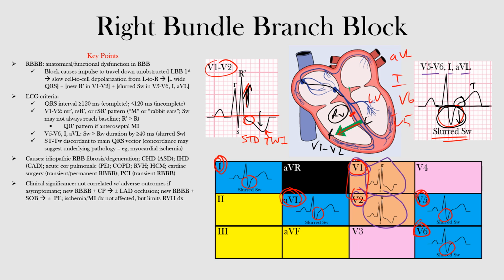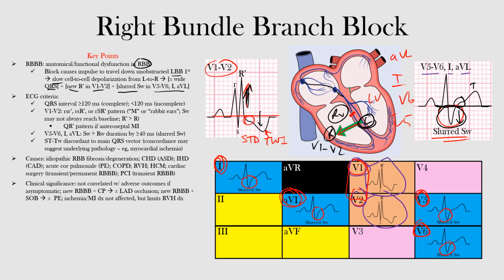All right, let's briefly review what we discussed before we end. So again, right bundle branch block is an anatomical or functional dysfunction of that right bundle branch. The block causes the impulse to travel down the unobstructed left bundle branch first, and then we have slow cell-to-cell depolarization from the left to the right side. Because of that we get that wide QRS because of the slow cell-to-cell depolarization. We get the new R prime wave in the right precordial leads V1 and V2, and the slurred S wave as this vector heads away from these lateral leads.